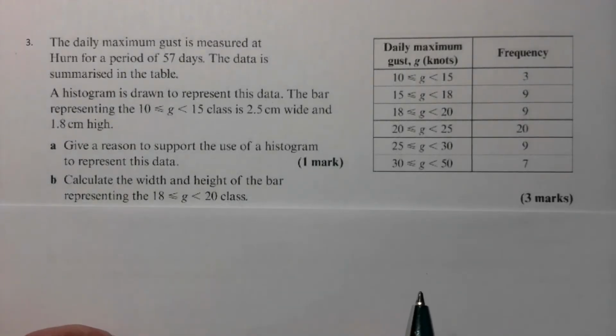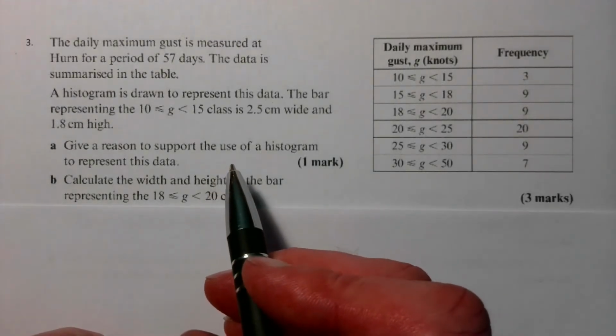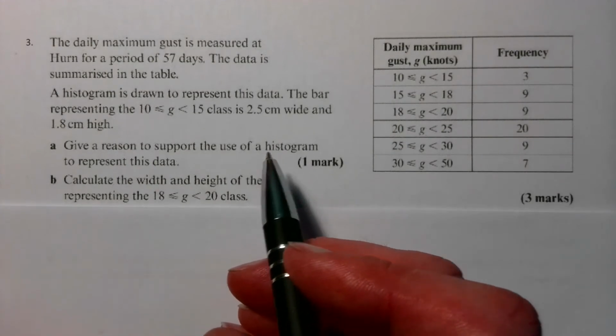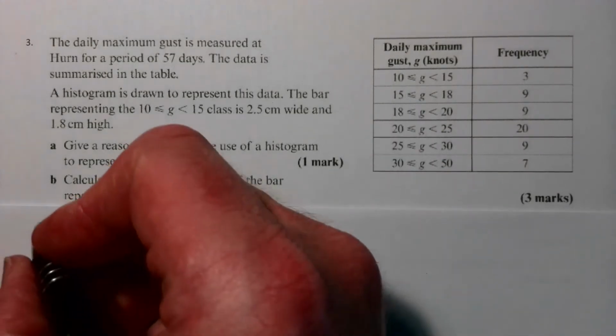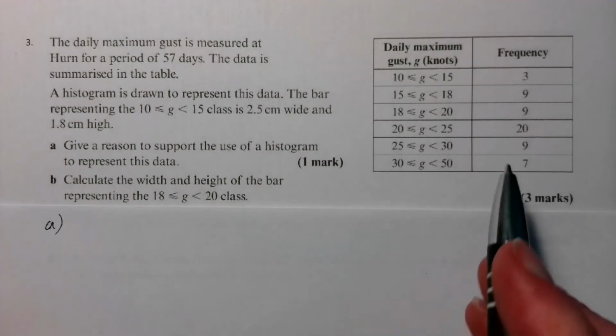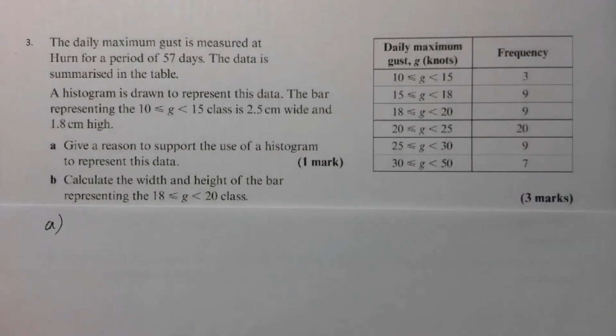Right, this question starts simple and gets a bit trickier. The reason to support use of a histogram is, well, one is it's continuous data, but it's continuous data that's in a grouped frequency table. That's all you need.